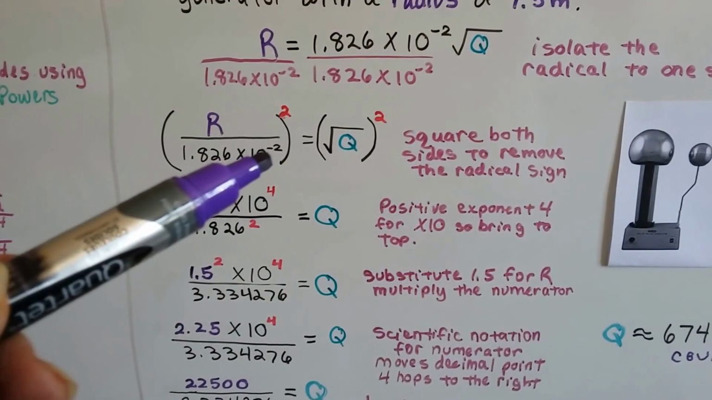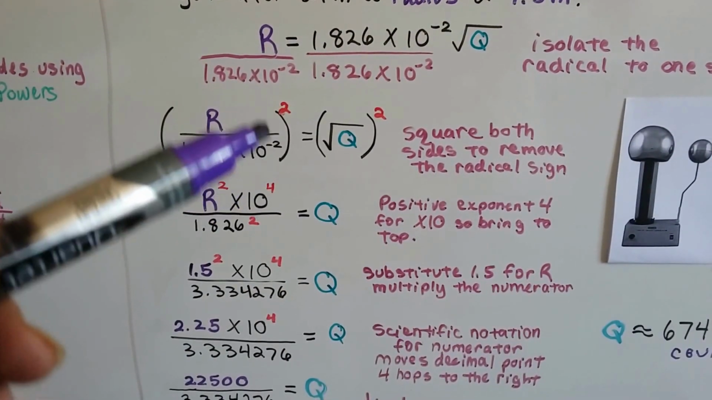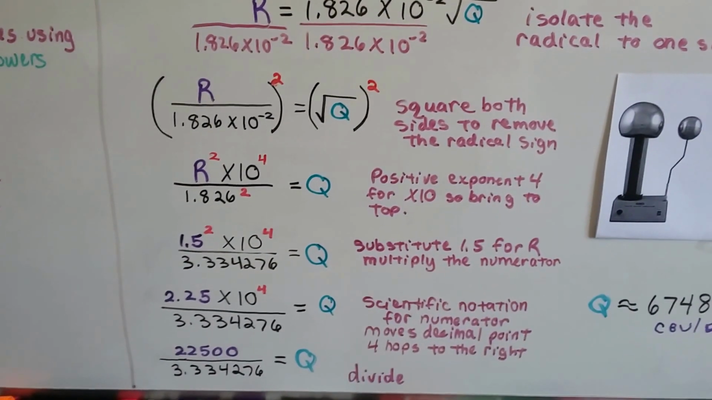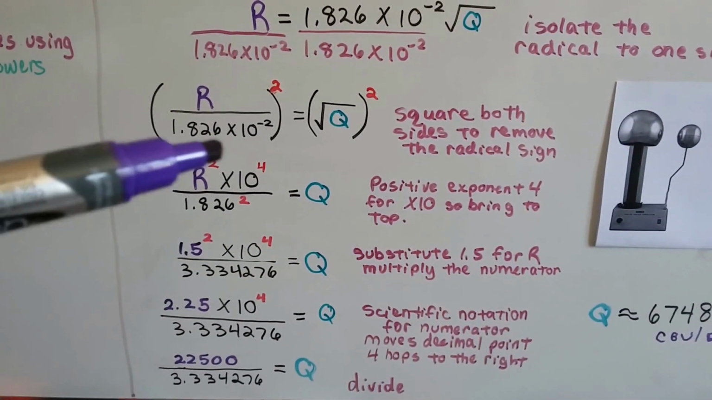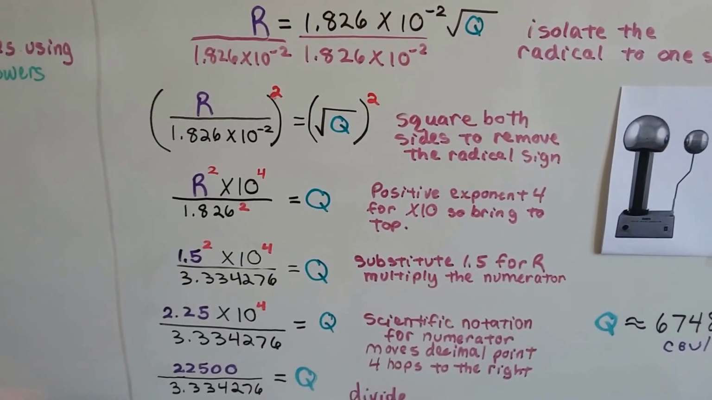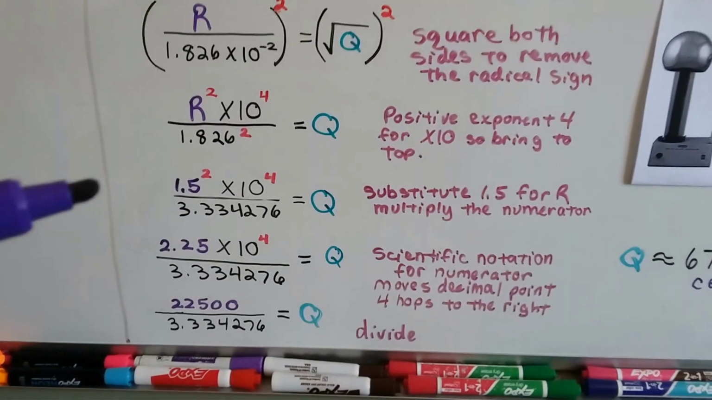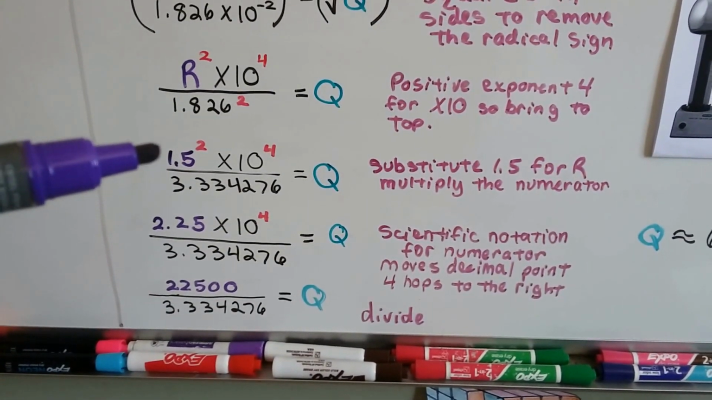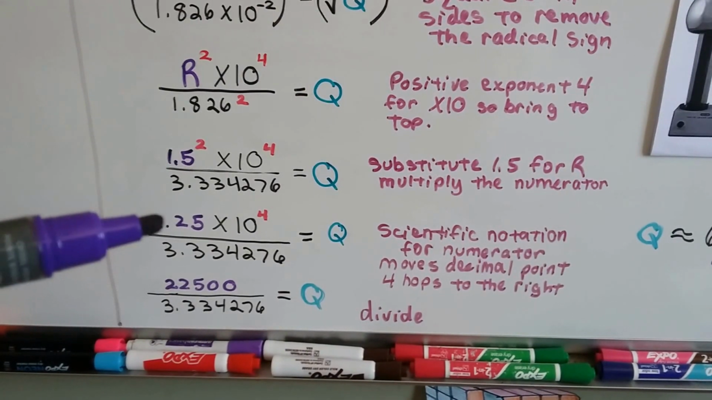Well, we had a times 10 to the negative second. When you multiply negative 2 times negative 2, you get a positive 4. And that positive exponent 4 for that times 10 has to come up to the top because it's a positive, all right? So now we can substitute in the 1.5 for R. That's our radius. 1.5 times 1.5 is 2.25.